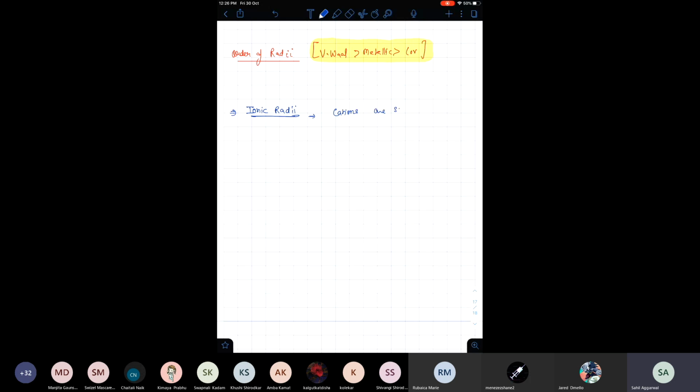Cations are smaller than anions. Why? Why are cations smaller than anions?